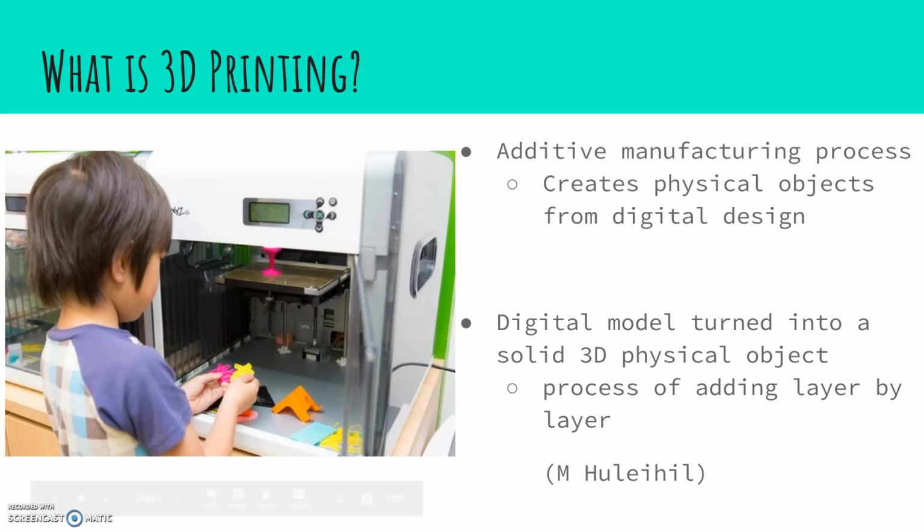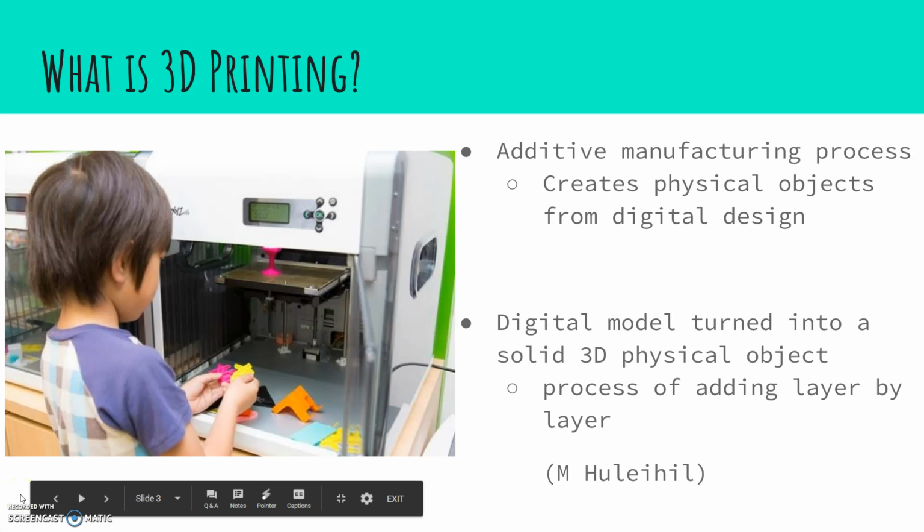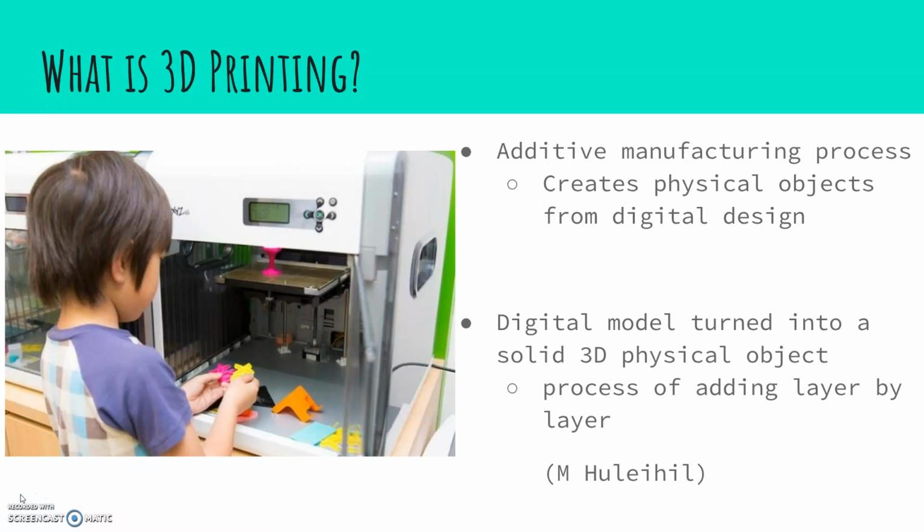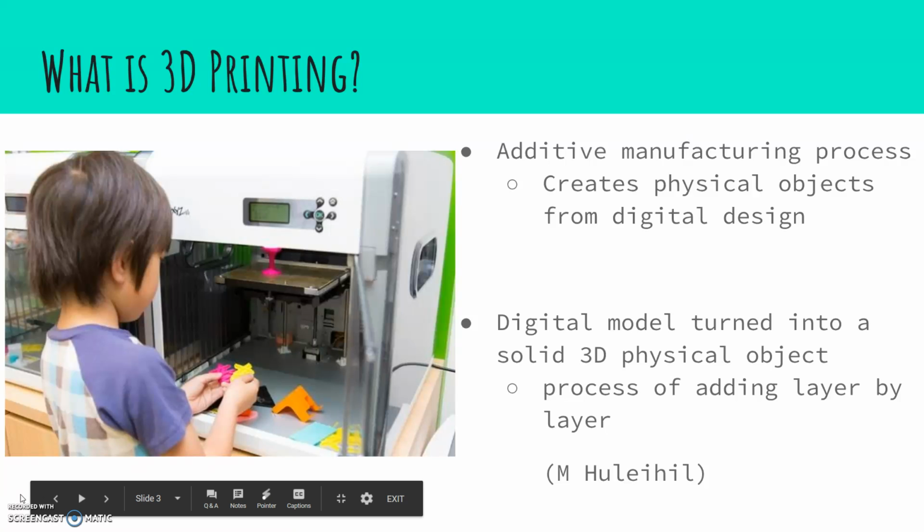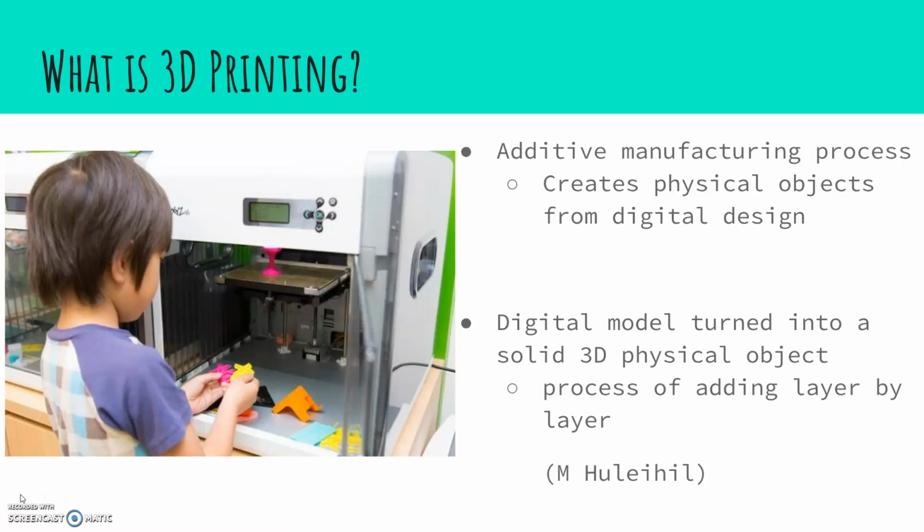What is 3D printing? 3D printing is the additive manufacturing process of creating physical objects using a digital design. What additive manufacturing process means is it's just a term used for the concept of 3D printing technology. Thus, the digital model that is created is turned into a solid 3D figure or physical object, and this is through the process of adding layer by layer.